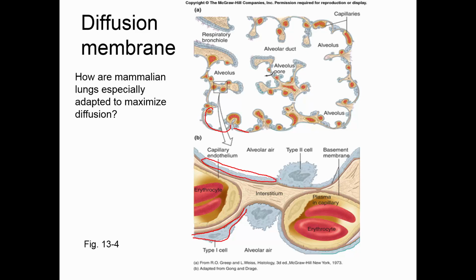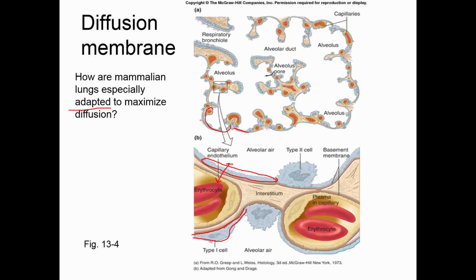So we have a large surface area and we have a very thin diffusion barrier. These are two very important adaptations in mammalian lungs to promote diffusion. If you have more surface area, you have a bigger diffusion flux. If you have a shorter distance, you have a bigger diffusion flux. If you have a larger concentration gradient, you have a bigger diffusion flux. And the structure here maximizes this process.